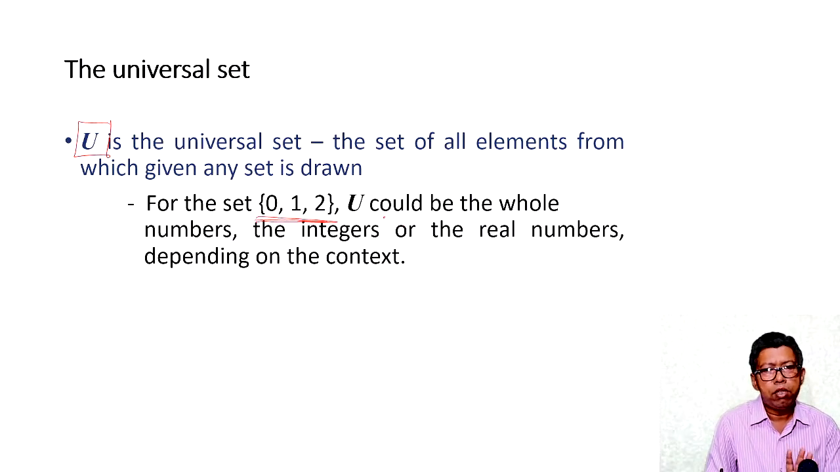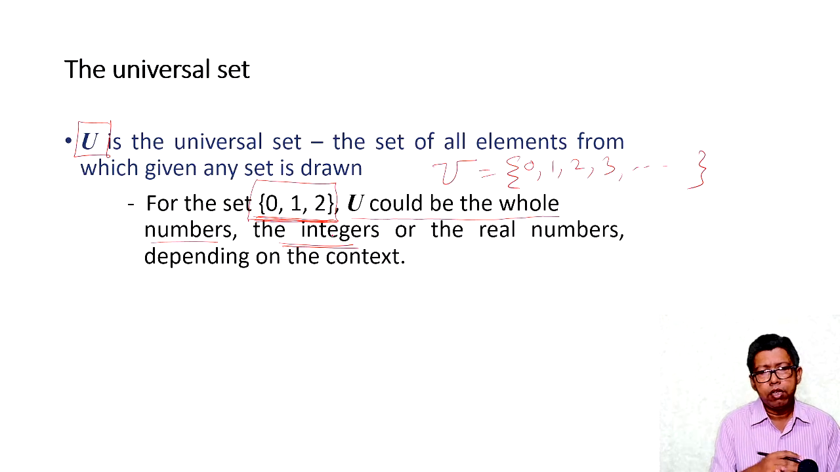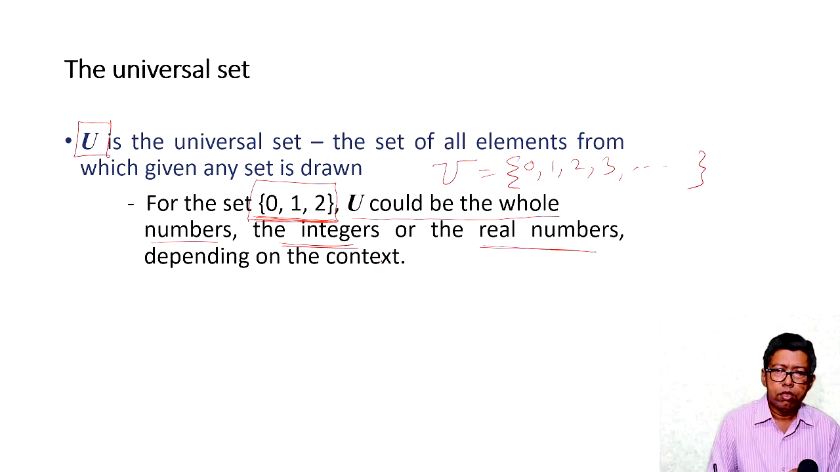So you can understand what U could be. In this case you may take U as the set of whole numbers, starting from 0, 1, 2, 3, 4 and so on, because the set {0, 1, 2} is a subset of U. So in this context, you can say that U may be the set of whole numbers, or the integers, because integers contain the positive integers and negative integers including 0, and {0, 1, 2} is a subset of the set of integers, or of the real numbers also. So context says what type of universal set you will consider.